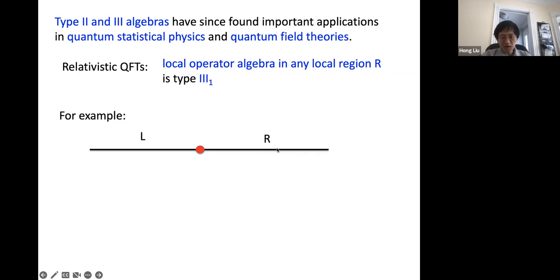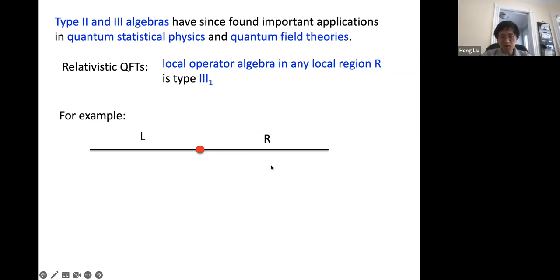The operator algebra in this region is also equivalent to the operator algebra of its causal complement, just because of causality. You can evolve the operator in its causal completion. And for a half space like R, the causal completion is just a wedge-like spacetime region.